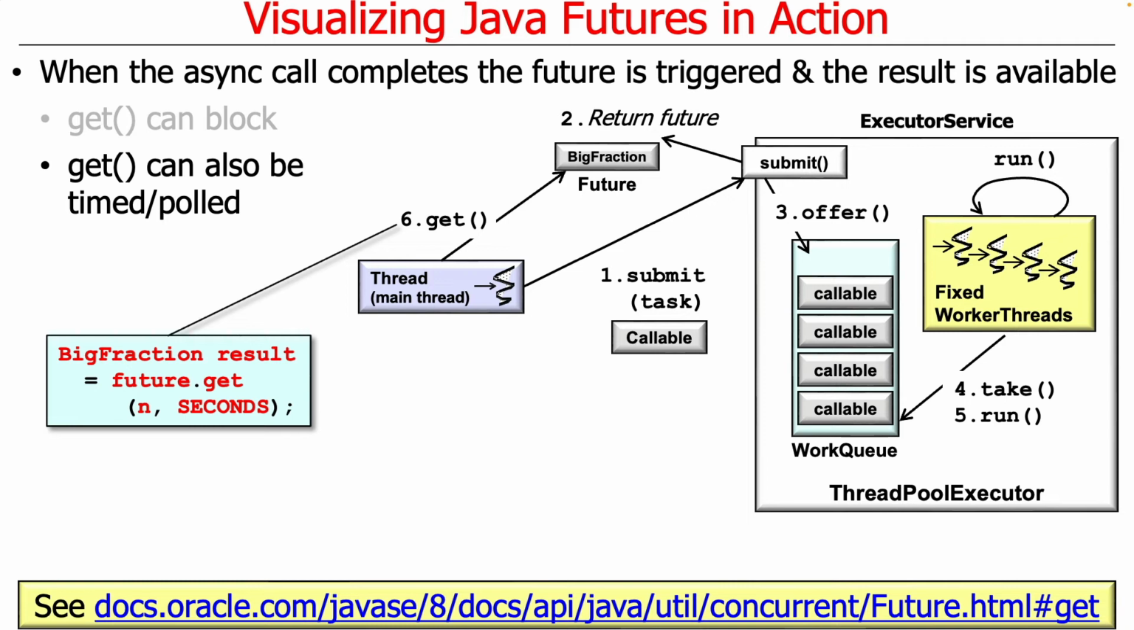If you give a 0 here as the value of n, it will just check to see if it's finished, and if not, it returns null, saying it's not there yet. If you give something that's greater than 0, it'll wait for that amount of time in whatever time unit you provide.